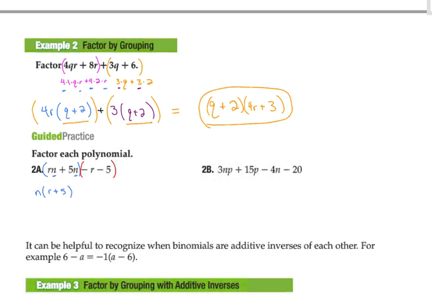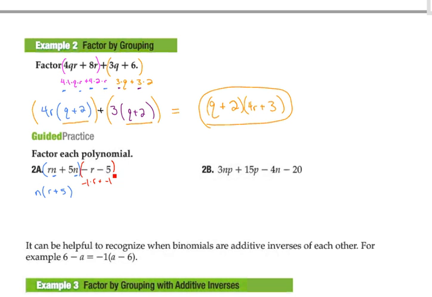Okay, this next one's a little bit tricky because we have a lot of negatives going on. So I know that this negative r is technically a negative 1 times an r. Okay, this 5, so I'm going to add that to technically a negative 1 and a 5.